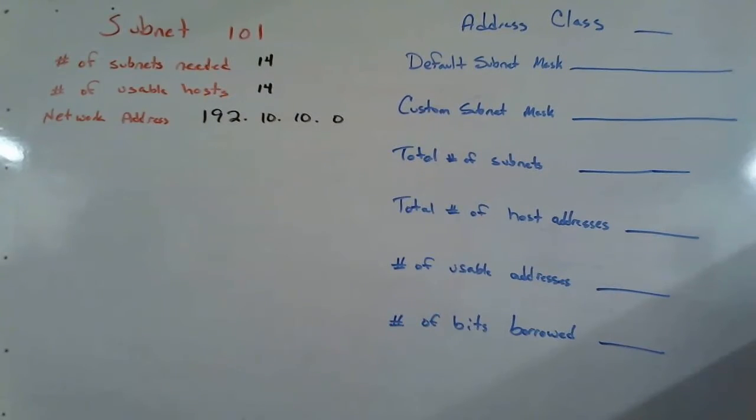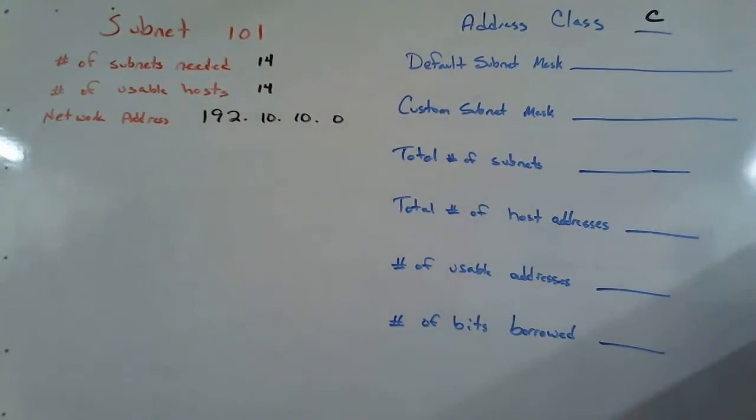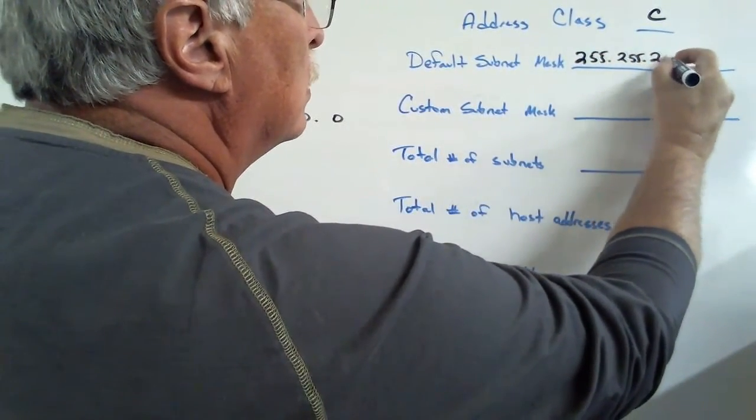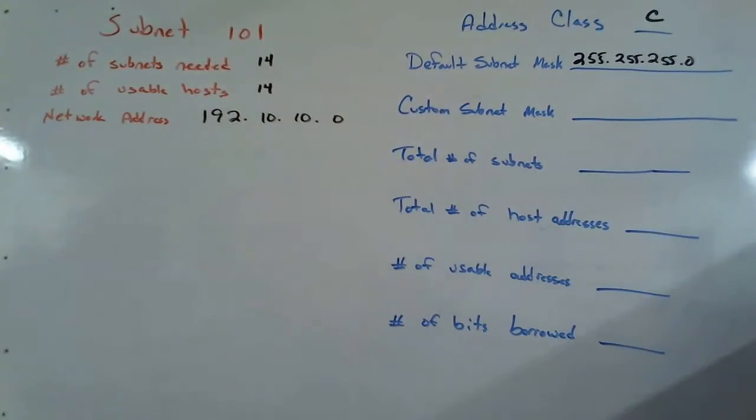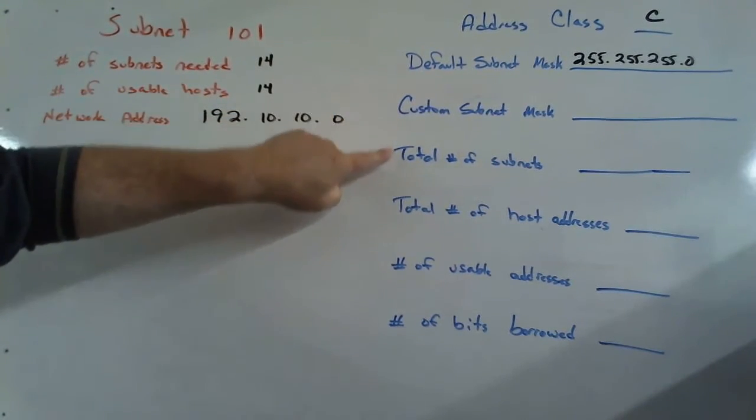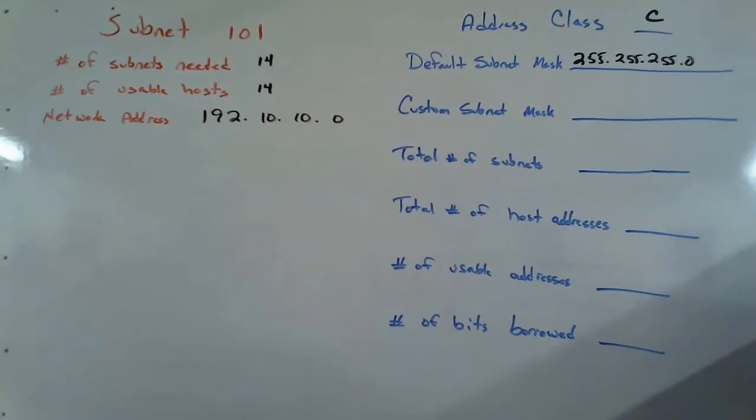If you use that chart from the inside cover of your packet, you will see that 192 is a Class C. The next thing that it asks you for is the default subnet mask. Well, that's the same thing we just did in the last section. Since this is a Class C, we know that this is a triple 255.0. So I'm going to put this in here. The very last thing we're going to do is the custom subnet mask. And right now we're not going to answer any of these until we have divided this network up. And then we'll come back and fill in those answers.